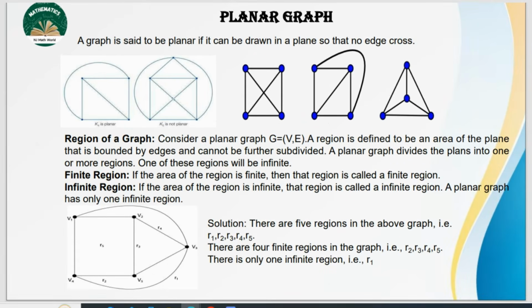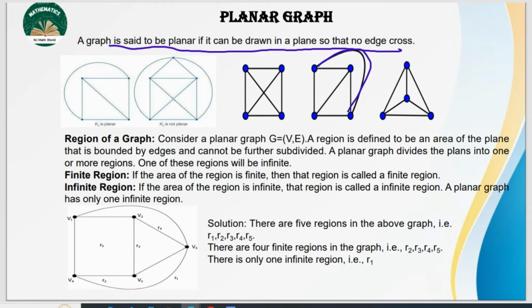Next comes the planar graph. What is meant by a planar graph? A graph is said to be planar if and only if it can be drawn in a plane such that no two edges cross each other. If edges are crossing, it is called non-planar, and if you remove the crossing line and pass it on the other side, a non-planar graph can be converted into a planar graph.